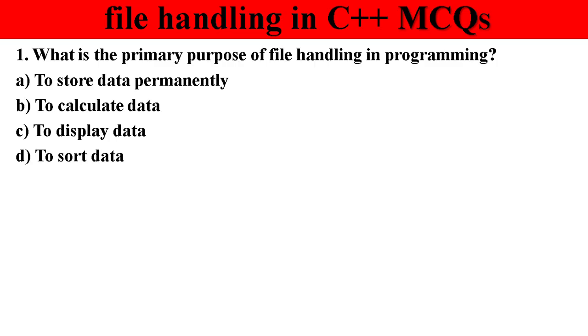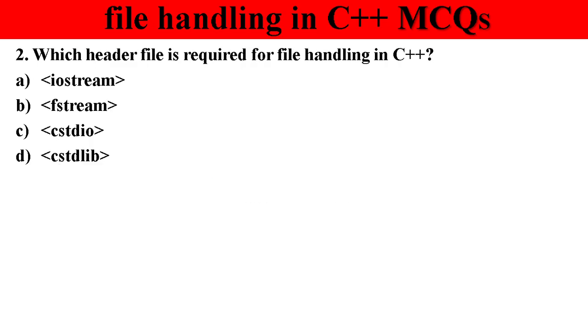The first question says, what is the primary purpose of file handling in programming? A. To store data permanently. B. To calculate data. C. To display data. D. To sort data. The primary function of file handling in programming is A. To store data permanently.